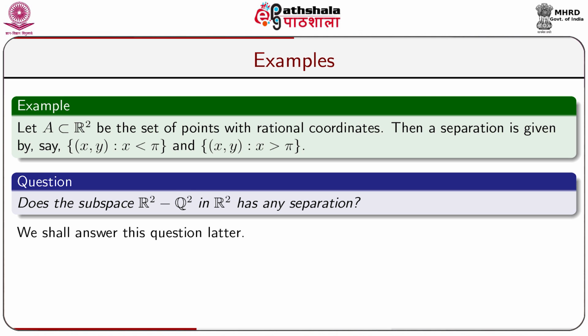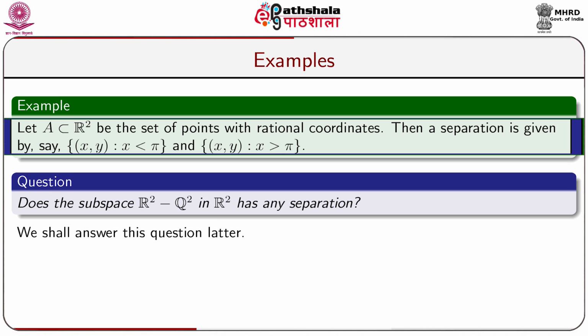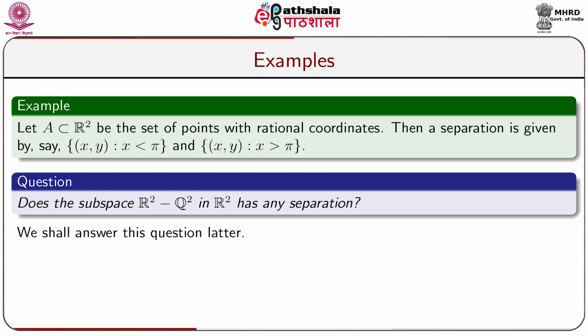Now, let us present an example in R2. Let us consider a subset A of R2 to be the set of points with rational coordinates. Then, if we consider these two sets, that is all (x, y) such that x is less than pi and all (x, y) such that x is greater than pi, then these two sets give a separation of A. Let us pose a question: whether R2 minus Q2 in the subspace topology of R2 is disconnected or connected. We shall answer this question after some preparation.